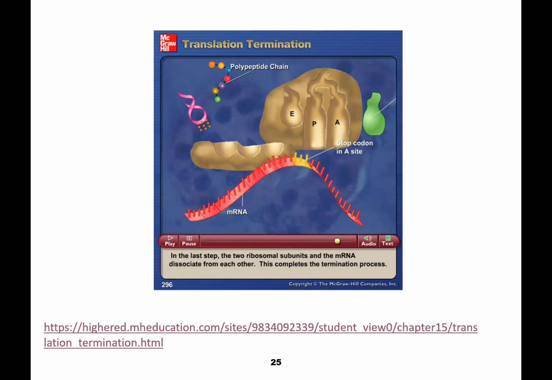So that's termination. So you have initiation, where you scan for the first AUG from the cap; elongation, where you go through and continue to make the polypeptide chain by the tRNAs reading the mRNA sequence; and termination, when you come to a stop codon, you stop.